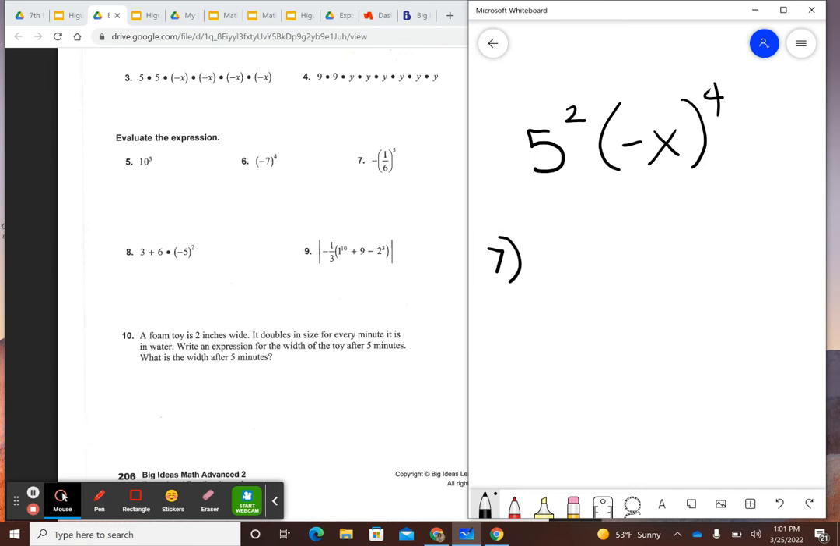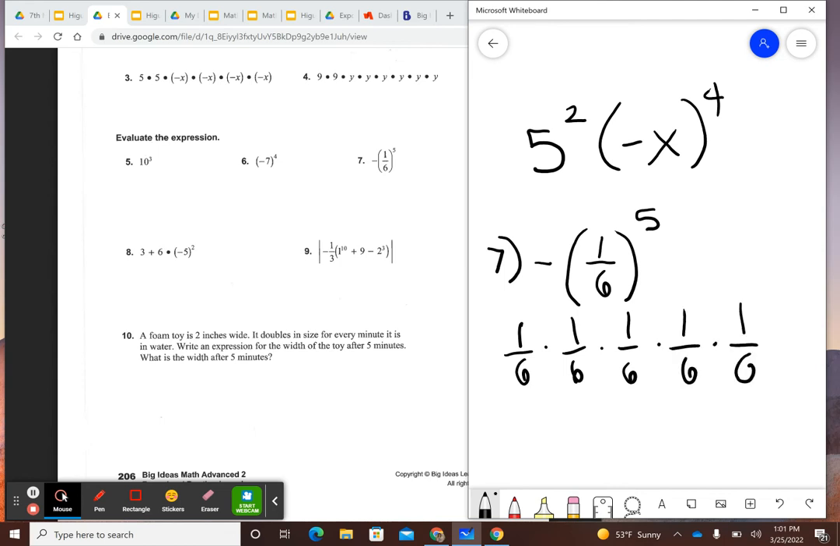these on your own. And the reason why I want to go over number 7 is because this one has a negative symbol, but the negative symbol is actually on the outside of the parentheses. So it's not tied to the 1/6. So I'm actually going to raise this fraction to the 5th power. So I'm going to do 1/6 times 1/6 times 1/6 times 1/6 times 1/6. Those 1/6 that I'm multiplying are all positive because that negative symbol is on the outside of the parentheses.